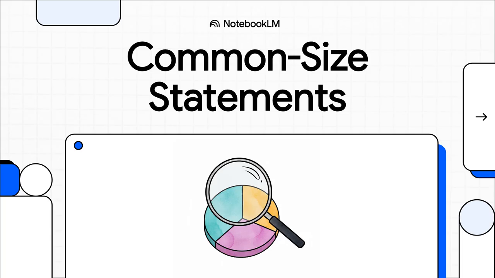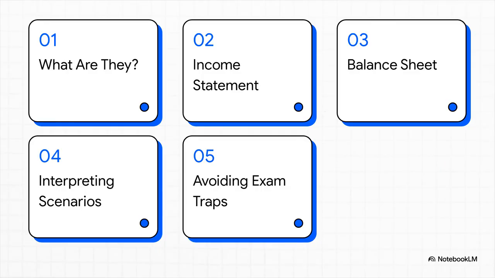We're going to break down common size financial statements into a really simple, exam-ready format. We're moving way beyond just the math to uncover the actual business stories hiding inside those numbers. Okay, let's dive right into this. Here's our roadmap for today. We'll start with what common size statements are, then do a breakdown of the income statement, move on to the balance sheet breakdown, interpret some real business scenarios, and finally, look at avoiding common exam traps.